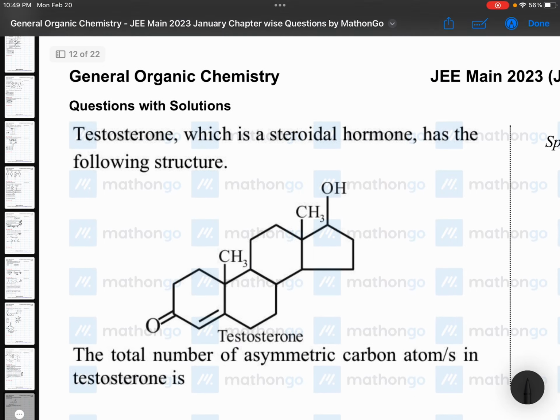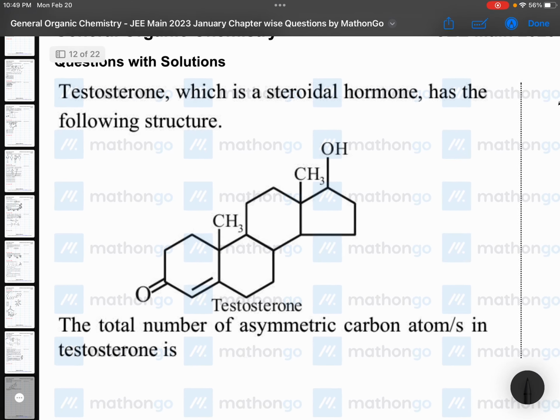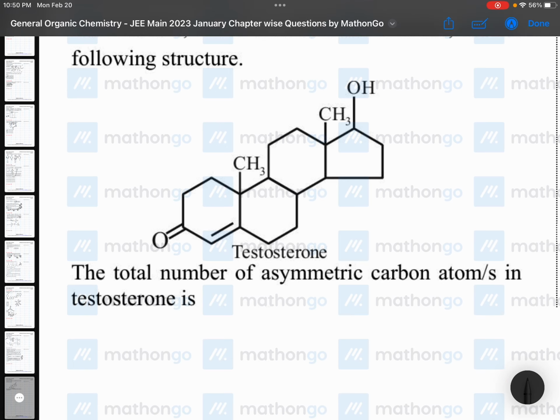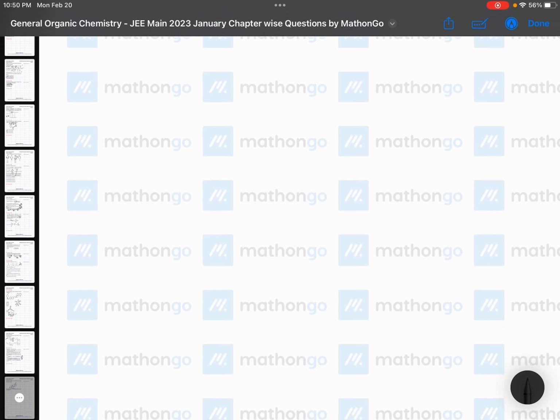21st question. So many questions are there. Actually, these are taken from different topics. They have thrown in testosterone, how does it come in general organic chemistry? This is from chemistry in everyday life. So what is the question? Which steroidal hormone has the following structure? The total number of asymmetric carbon atoms in testosterone: asymmetric carbon 1, 2, 3, this is 4th, this is 5th, this is 6th. So there are 6.